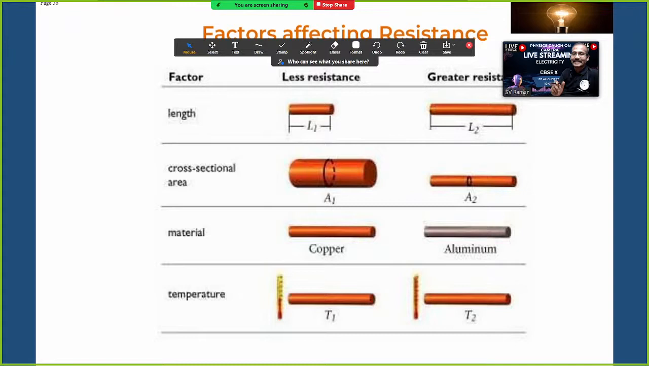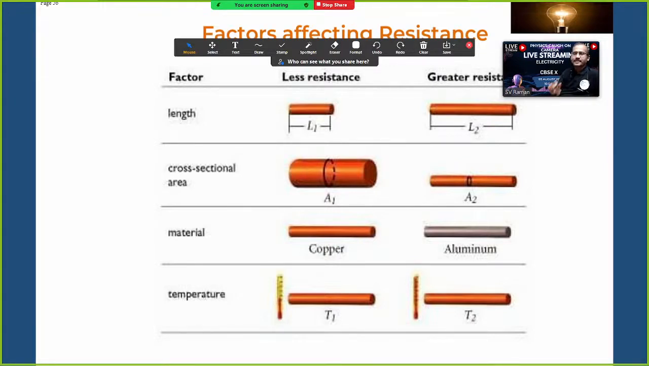Next, the same we have studied. If length increases, resistance will increase. If thickness decreases, again resistance will increase. It depends on the material medium, and again it depends on the temperature. More temperature means more resistance.